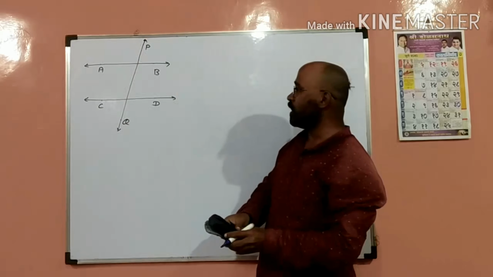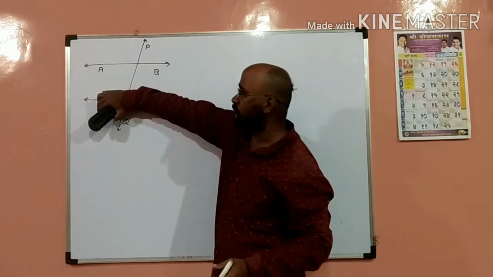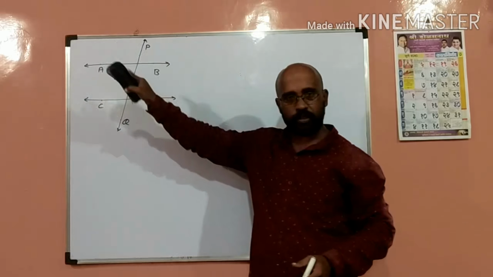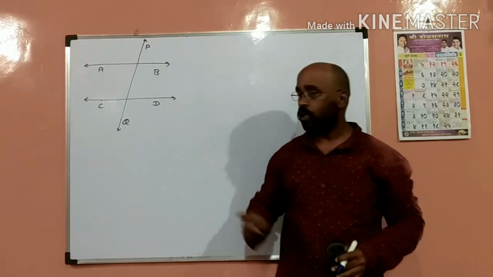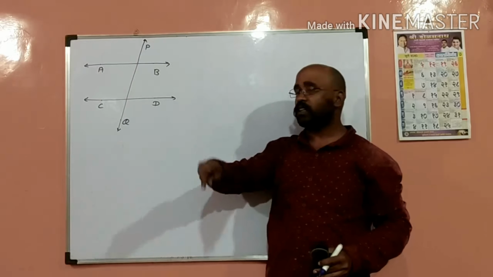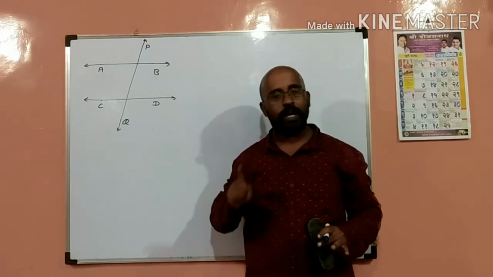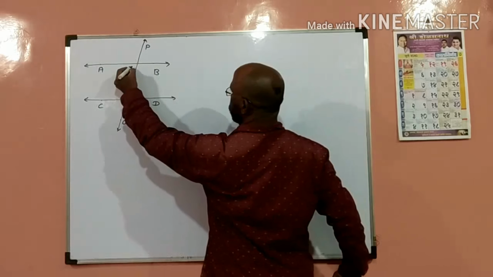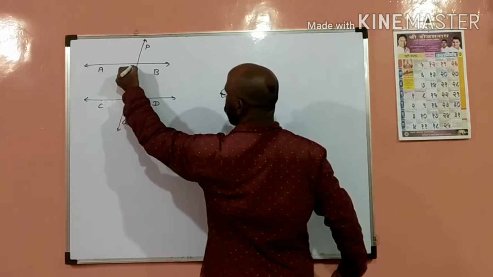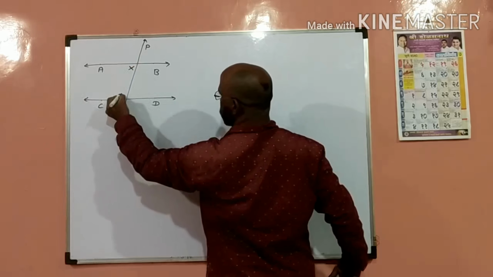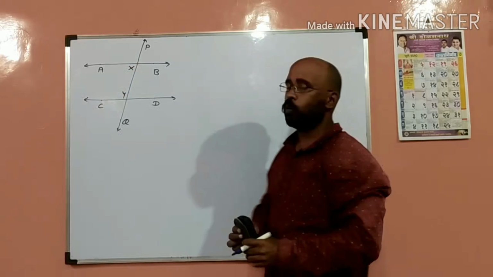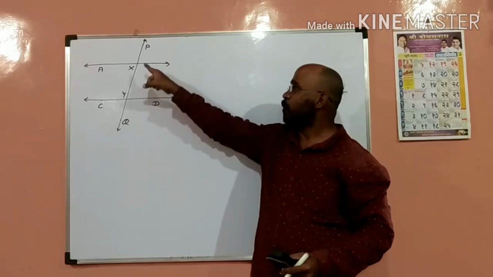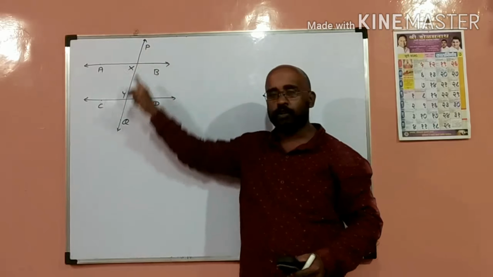What we learned in our previous standard was vertically opposite angles, where two lines were intersecting each other. But in the case of transversal, transversal is one line which intersects two lines. Clear? At two different points. Suppose this is point X and this is point Y. So transversal is a line which intersects two lines at two different points.